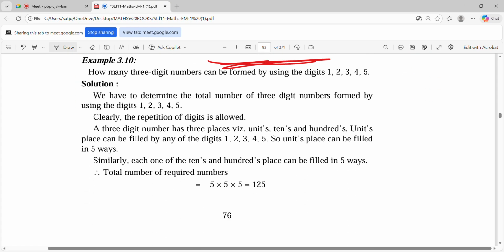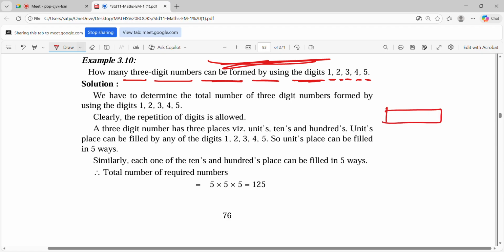Next: how many 3-digit numbers can be formed by using the digits 1, 2, 3, 4, 5? Here it is nowhere mentioned whether repetition is allowed or not, whether the digits are repeated or not repeated. In such a situation, understand that by default repetition of the digit is allowed.